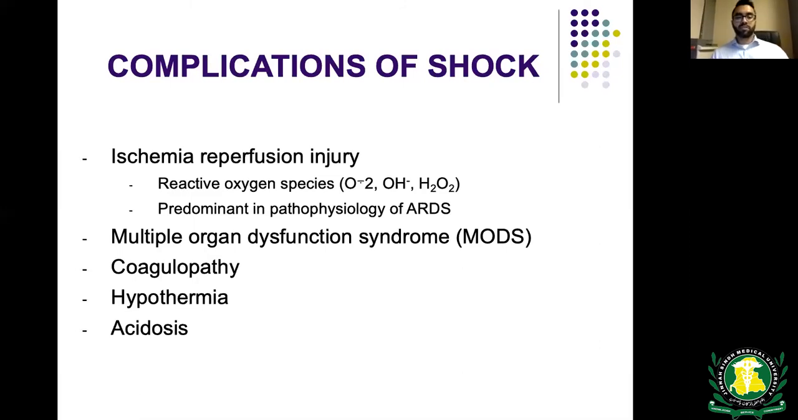This ischemia reperfusion injury is a predominant pathophysiologic mediator behind the development of respiratory distress syndrome. And the other complication of shock that we discussed, multiple organ dysfunction. And this triad has a very high mortality. If you see a patient in severe coagulopathy, DIC kind of picture, hypothermic and acidotic, then that's a very critical state. And it's very difficult to reverse the process unless the source is controlled.